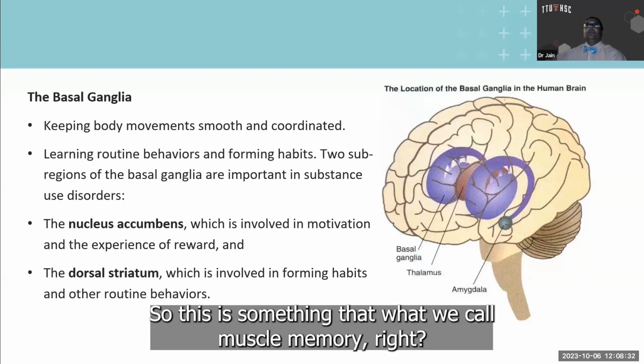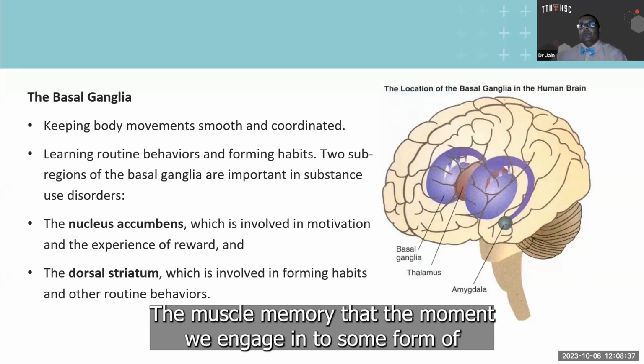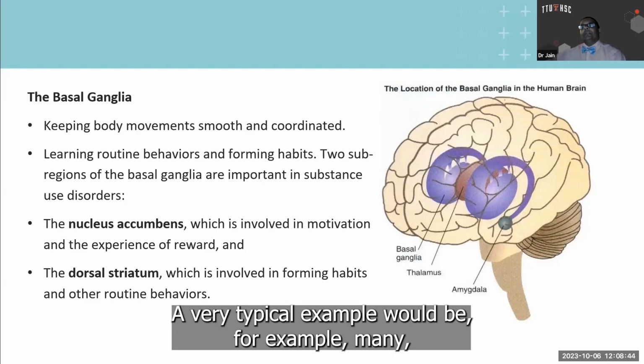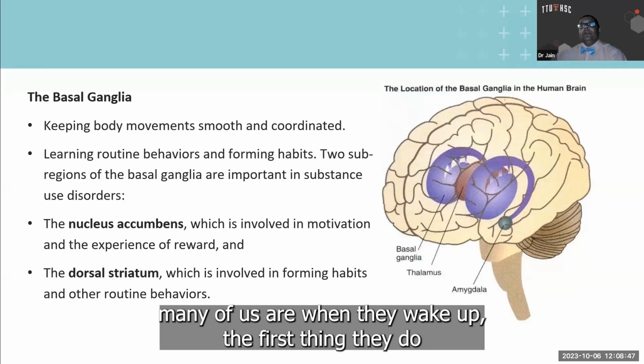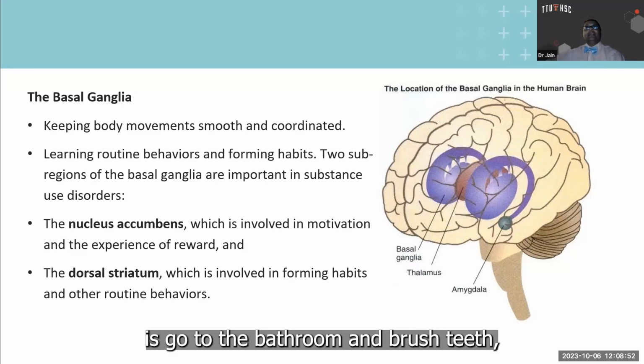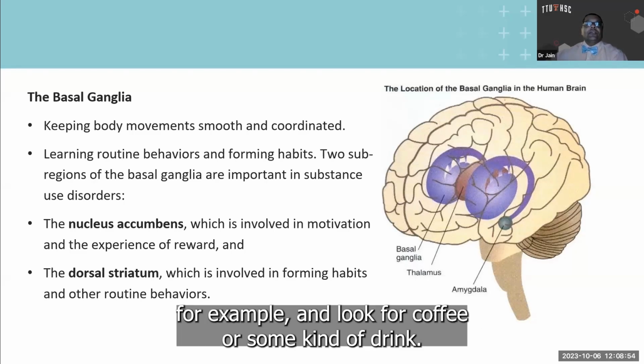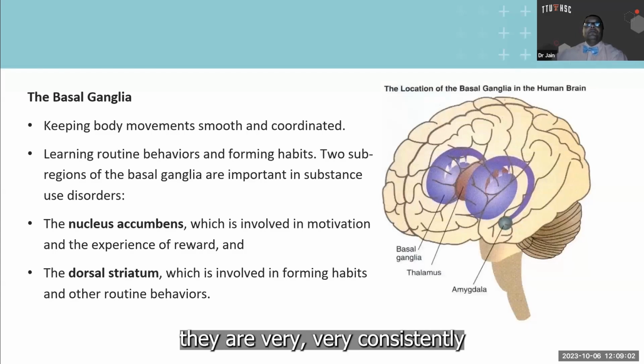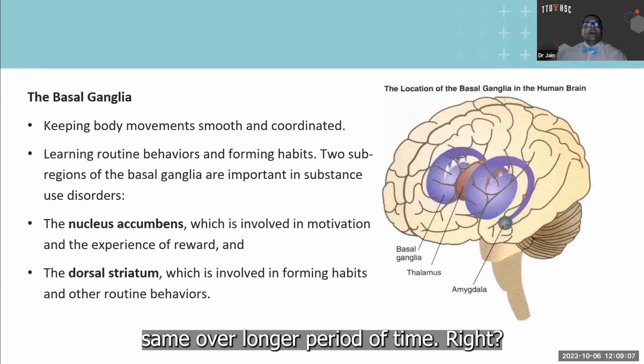This is what we call muscle memory. The moment we get some environmental cues, we go into some form of movements. A very typical example: many of us, when we wake up, the first thing we do is go to the bathroom and brush our teeth, then look for coffee or some kind of drink. This may vary for everybody, but if you think about it, it's consistently the same over a longer period of time.